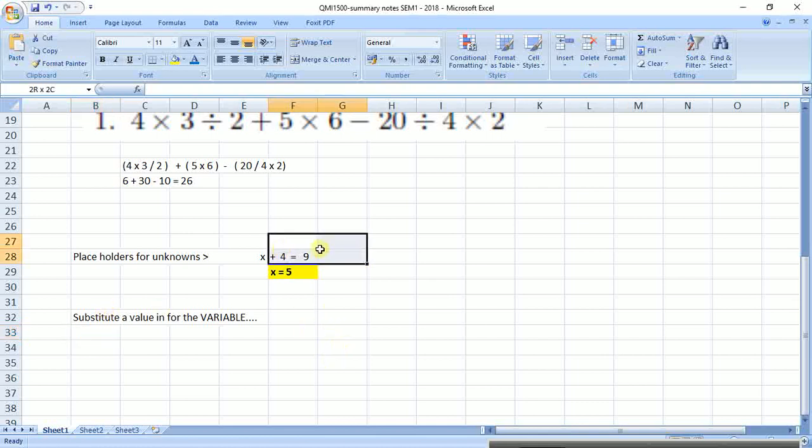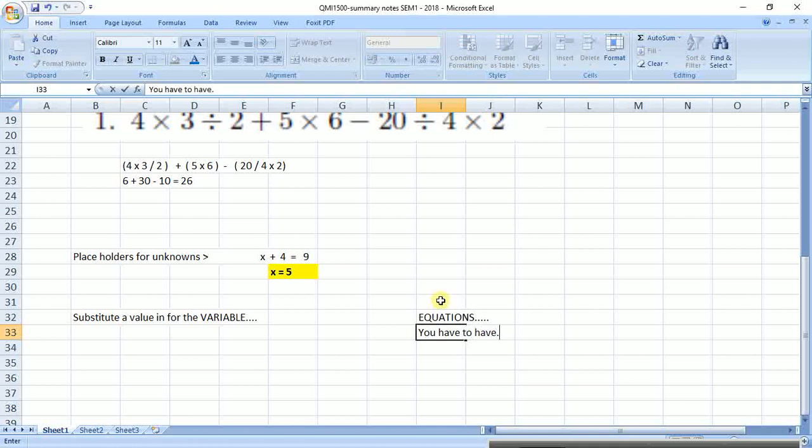If it's an equation, like that, with equations you have to have left-hand side equals right-hand side. An equation gives you a statement, and that statement needs to be true. So x plus 4 equals 9. That statement is true when x is 5. If x is any other number other than 5, you won't get a statement that holds true.